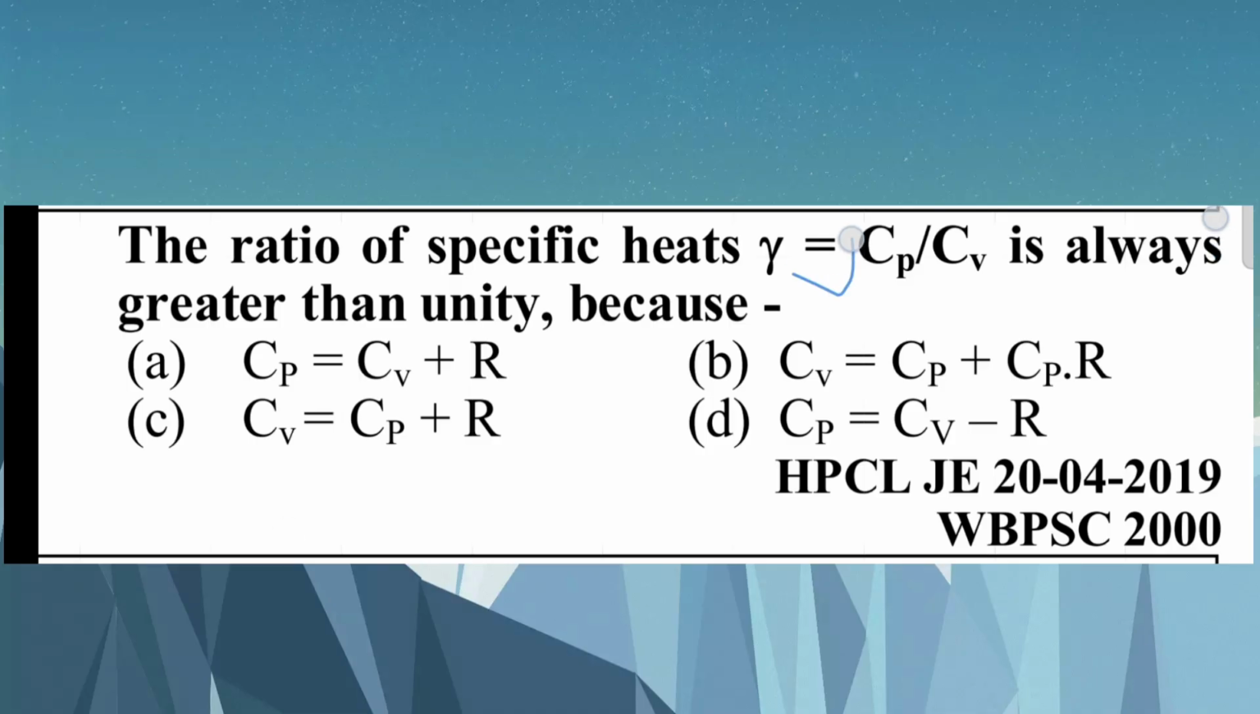Question number 53. The ratio of specific heats gamma equal to Cp by Cv is always greater than unity because Cp is greater than Cv and Cp minus Cv equal to R. Cp minus Cv इधर जाएगा तो Cp minus Cv equal to R. Option is the right.